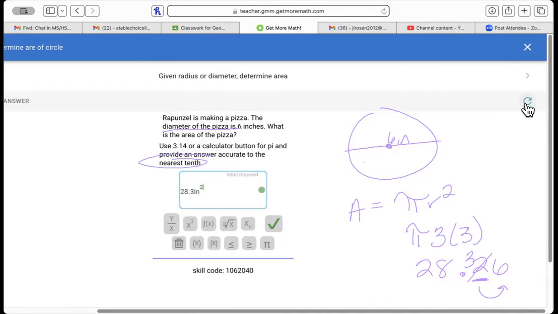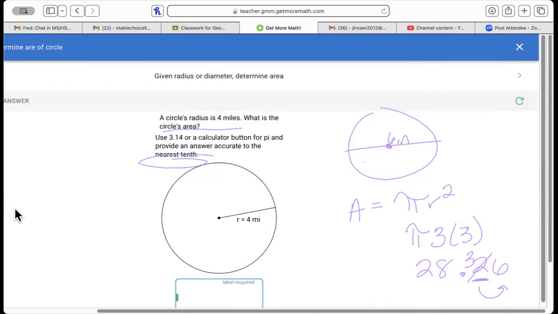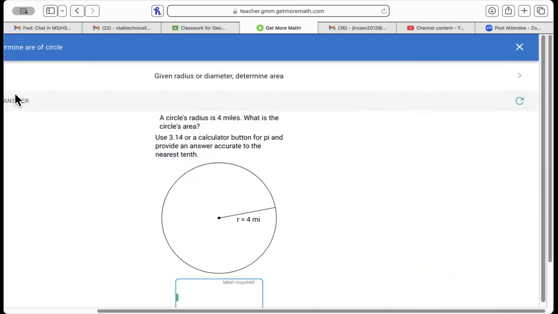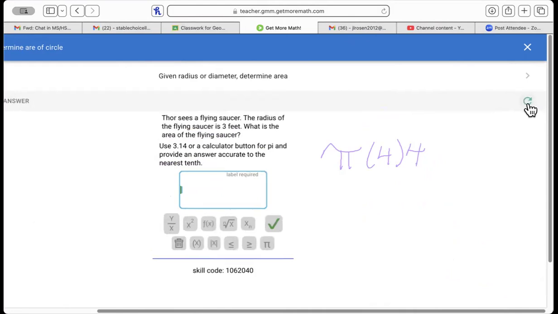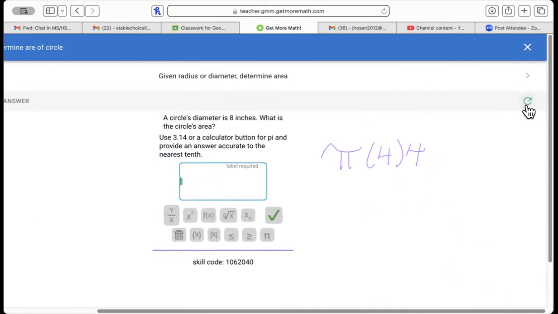Okay. So big thing there, make sure you pay attention to, is it giving me diameter or is it giving me radius? Okay. Again, this one here is giving me radius. And it says it's 4 miles. So that's going to be pi times 4 times 4. Right? Plug that in, get you your answer. And then that one gives me radius. This one gives me diameter. Okay. So again, if I'm going to draw it, that means all the way across this 8, half of that is going to be 4. So that's, again, going to be pi times 4 times 4.